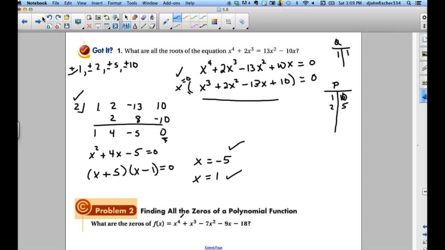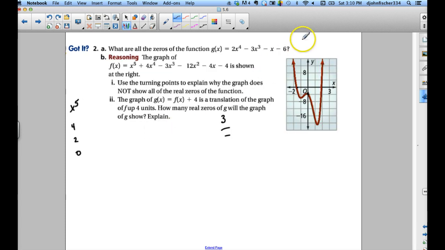So what we're doing here, just remember, you have this problem down here to do, and for extra credit, if you want to find me the zeros of this equation, you could do that too. Thank you.